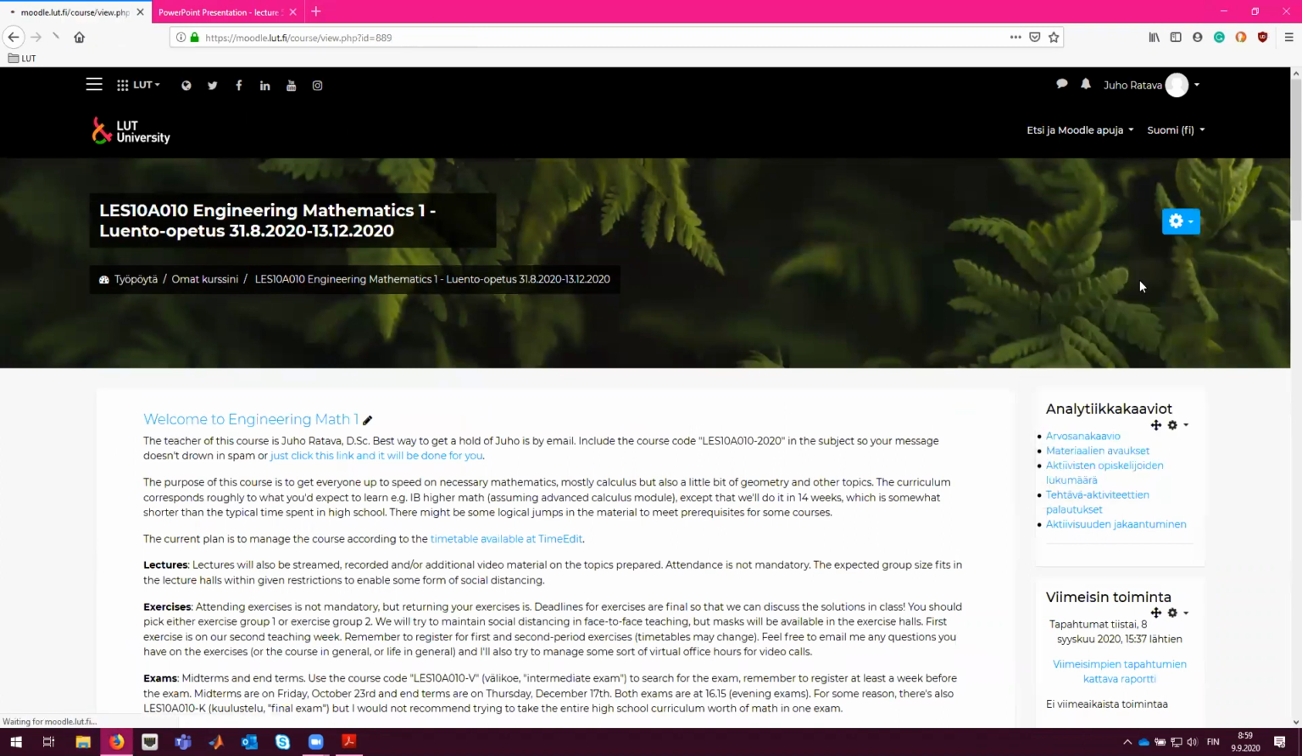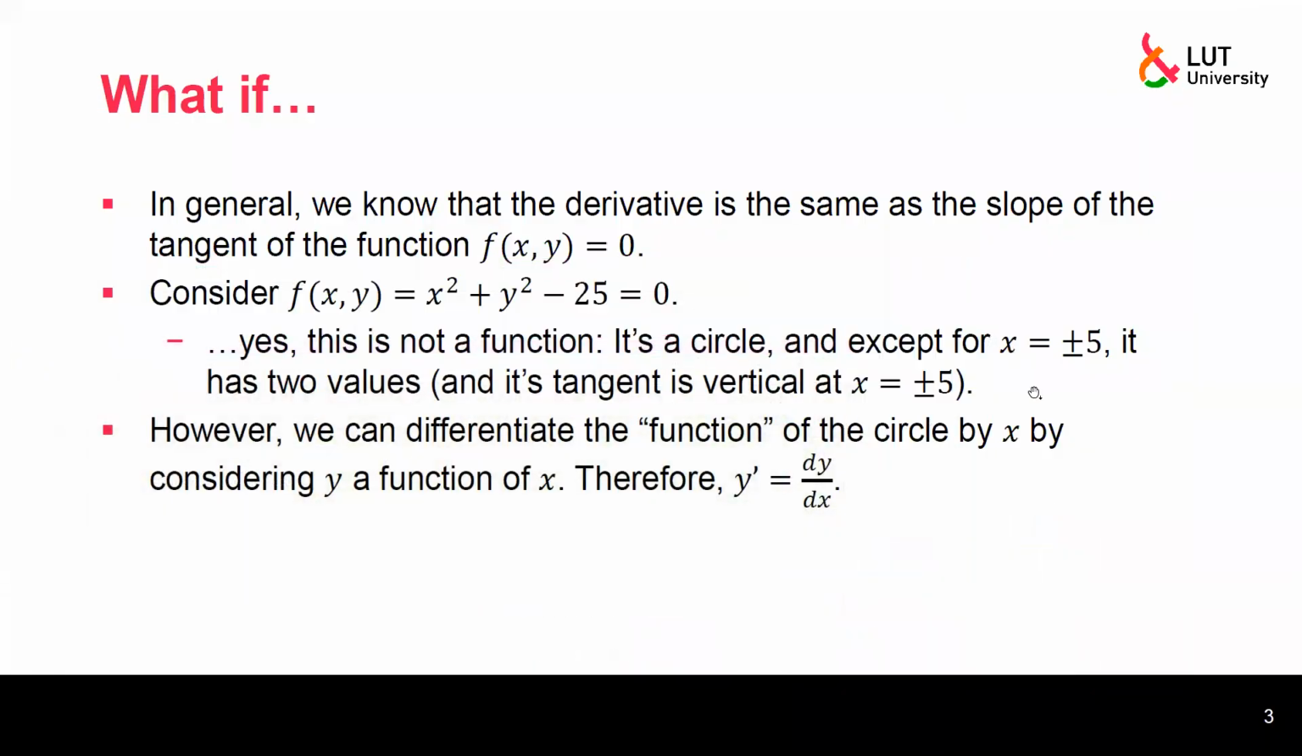Let's just, to prevent damage, take the editing mode off. Okay, so now, if we mark this y' as dy/dx, essentially assume that y is a function of x and substitute that there, now we can start trying to differentiate this so-called function.